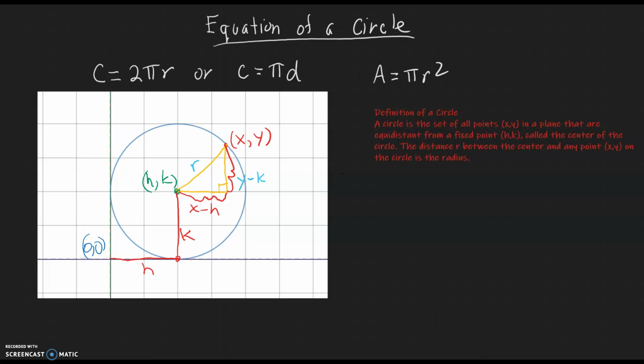Now, if we use the Pythagorean theorem, we can make an equation such that we have x minus h squared plus y minus k squared is equal to r squared. That's just using the Pythagorean theorem. And if you think about it, that is the equation of the circle. So that's what we'll be using in the next couple of problems.